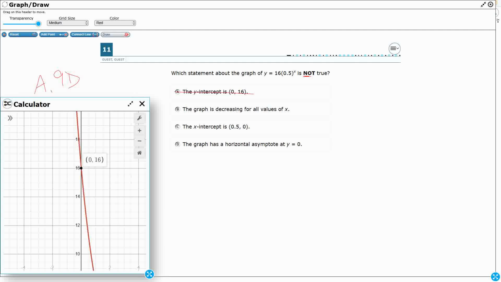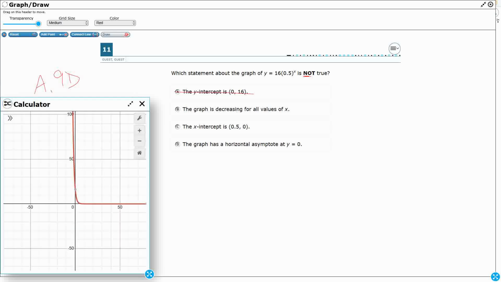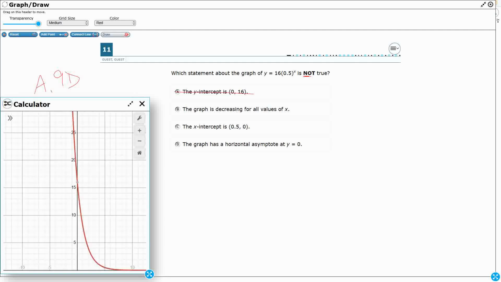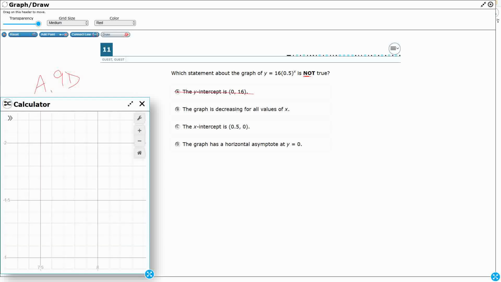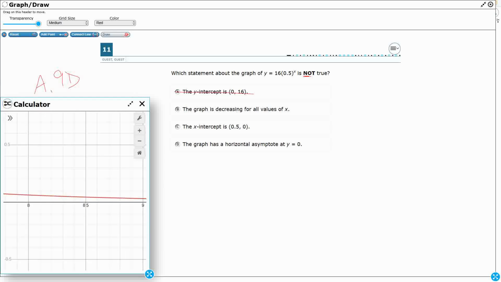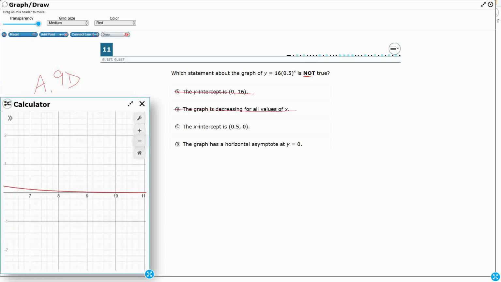B, the graph is decreasing for all values of x. That means as the x gets larger, it decreases. And on this asymptote here, you notice it's just going to get closer and closer to 0. But it is going to be decreasing, which means that is a correct statement.